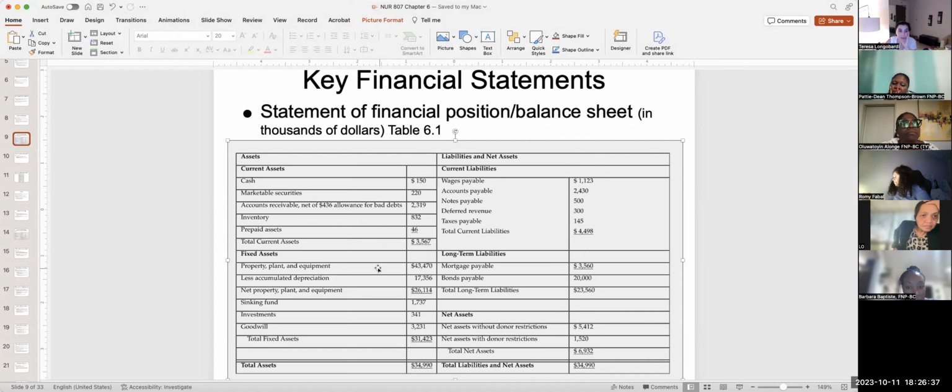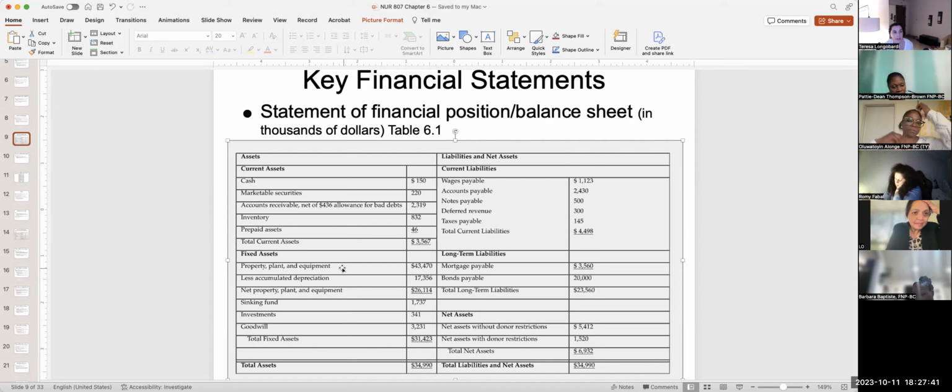So then we get to fixed assets. These are harder. You're not going to be able to sell them readily or within a year. Fixed assets, and we combine property, plant, and equipment. If it's the hospital, that would be your power center where you operate energy for emergency cases. You have your equipment running everything, your MRIs, your scanners, furniture. So that's going to be property, plant, and equipment, and it's worth $43 million here.